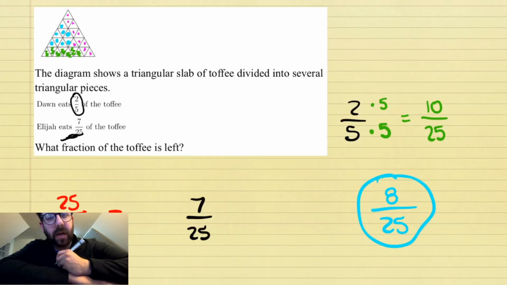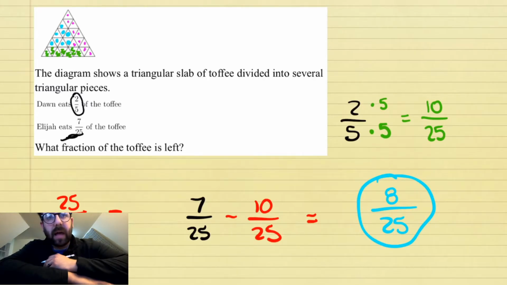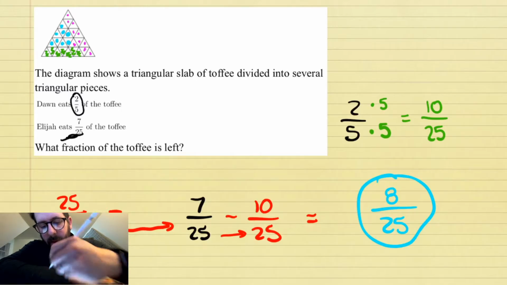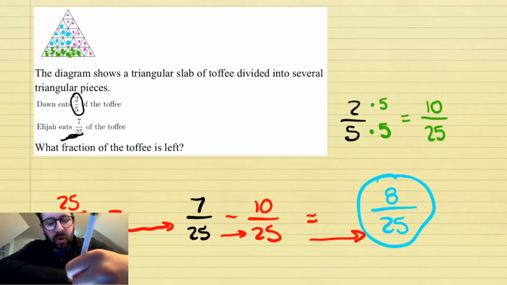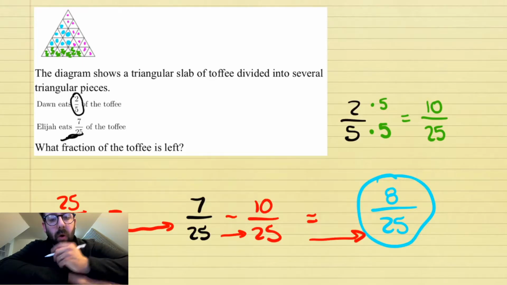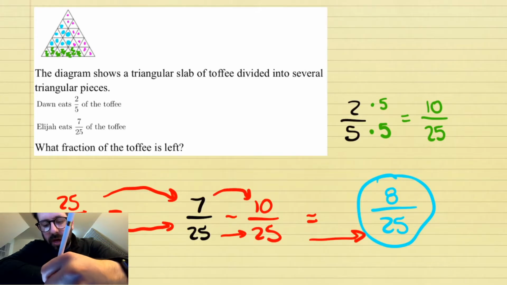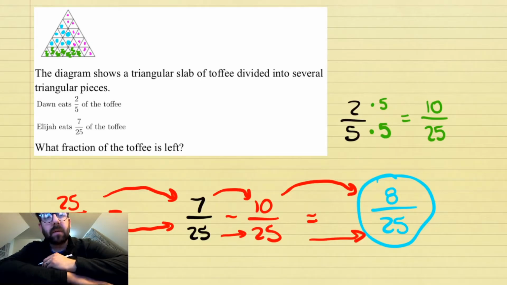If we take away Elijah's and we take away Dawn's, that gives us what's left. So if you take 25, and how you subtract fractions, they have to make sure the bottoms are the same, which they are. The bottoms are all the same, so that will stay the same when you add or subtract fractions. You just subtract the tops. So what we're actually doing here is we're just taking 25, subtracting 7, and then subtracting 10. And that gives us the 8 that's left over.